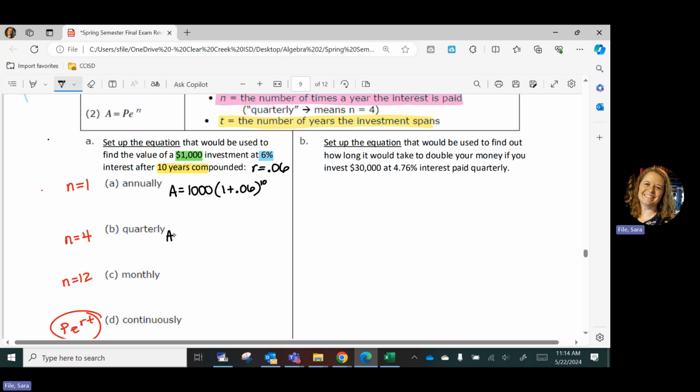For quarterly, now I will have to have the fraction for this one. So my rate will be over 4. And then my exponent will be 4 times 10, which is 40. For monthly, my rate over 12, and 12 times 10 is 120. So that would be my exponent.